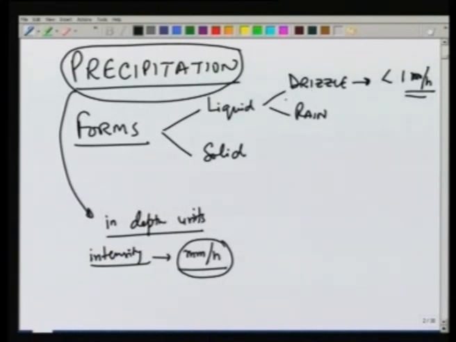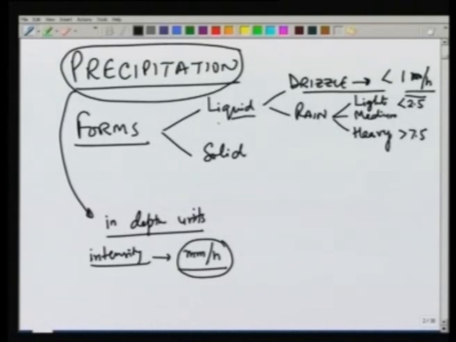So, if precipitation is falling at a rate of less than 1 millimeter per hour, we can just call it a drizzle. So, there is not really a rain, it is just drizzling at a very small rate. Rain can be classified as light, medium and heavy. Again, depending on the intensity with which it is falling. Light is typically less than 2.5 millimeter per hour, same units, and heavy is typically greater than 7.5, and in between we have medium. So, the liquid precipitation can be classified as drizzle, light rain, medium rain or heavy rain.